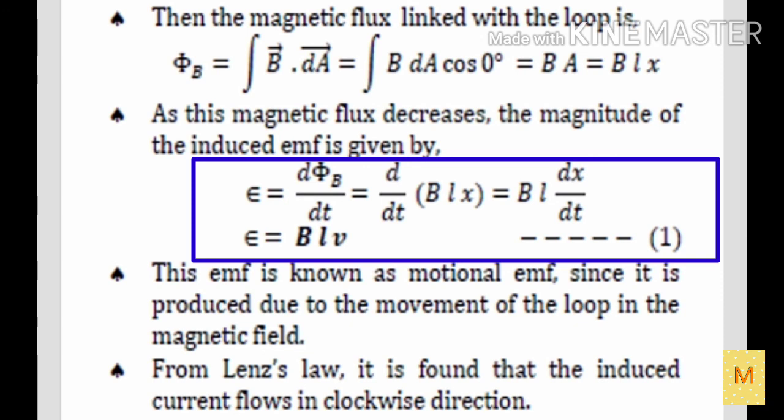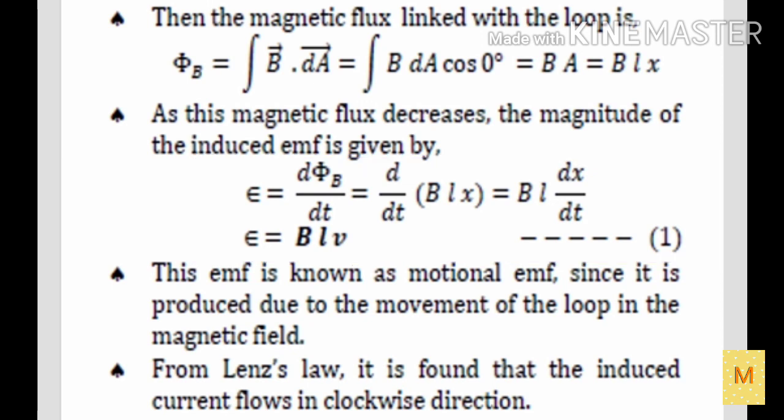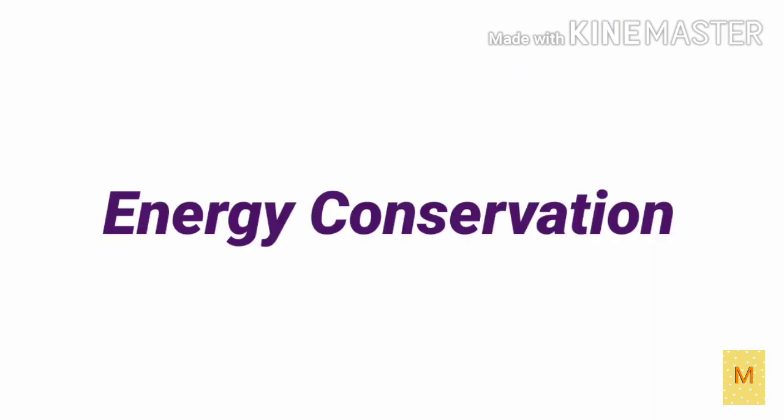This EMF is known as the motional EMF, since it is produced due to the movement of the loop in the magnetic field. From Lenz's law, it is found that the induced current flows in the clockwise direction. About energy conservation, we will discuss in the next video.